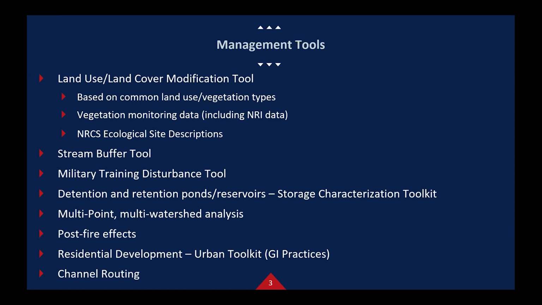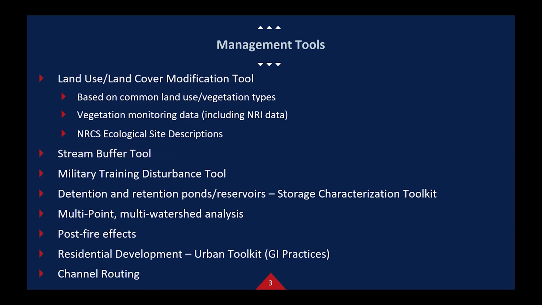Here's just a list of some of the tools that we've developed. I'm not going to go over all of these in this presentation. The land use, land cover modification tool allows you to go in and change the land use vegetation type within a watershed, either the entire watershed or just a small component of it. We've also worked on using NRI data to characterize vegetation, as well as looking at ecological sites. Basically, the tool allows you to identify an area and change what's there.